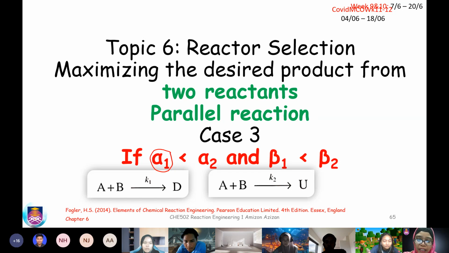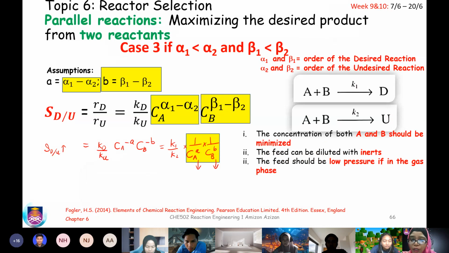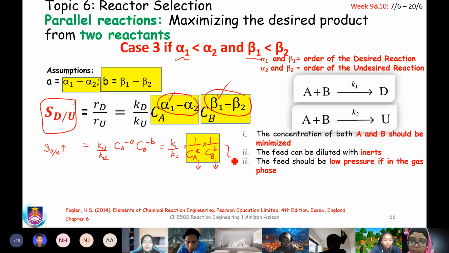Now alpha 1 is no longer greater than alpha 2. It's now lesser, and together with that beta is also lesser. So we have the equation of the selectivity. That is the main equation, but alpha 1 is lesser, beta 1 is lesser than alpha 2 and beta 2 respectively. Yeah, this one is lesser, that one is lesser. So both would end up at the denominator. In order to have high selectivity, both the concentration of A and B should be minimized.